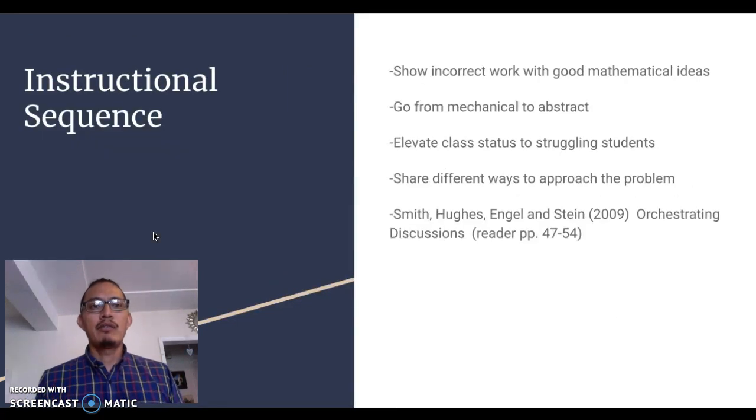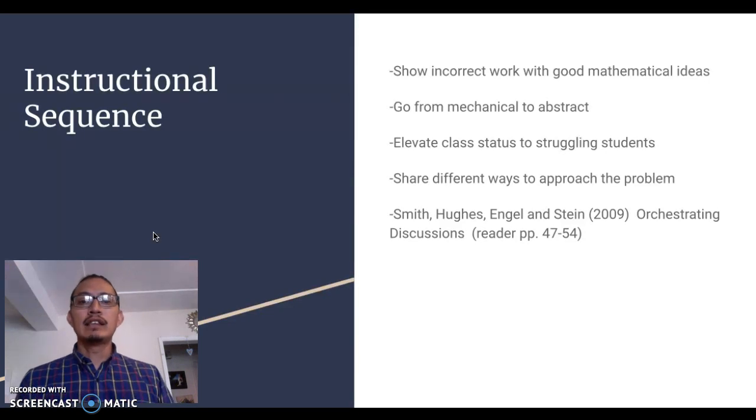And then with this lesson and how math lessons need to be sequenced, I showed incorrect work with good mathematical ideas, and I asked the class, what is it about this equation that I really love? What are the good math ideas? Instead of saying, why is this wrong?